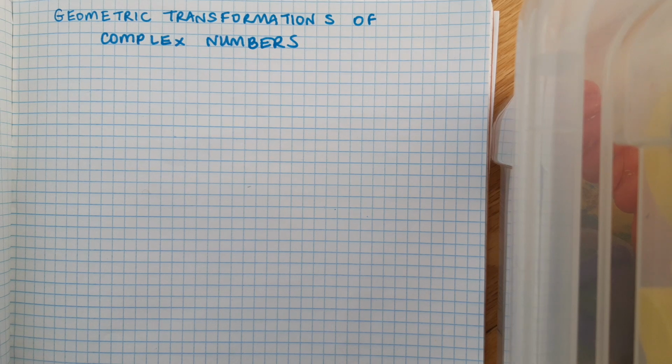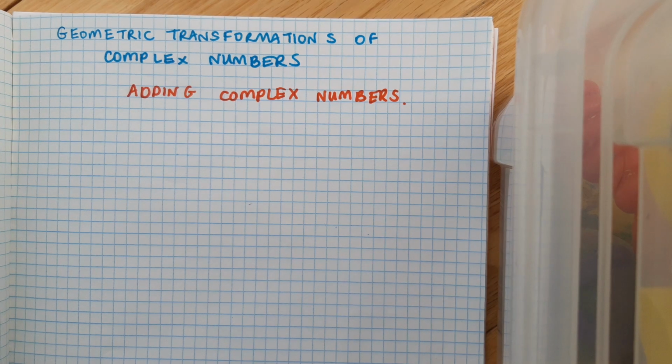This video will be on geometric transformations of complex numbers, and particularly with the case of adding complex numbers. Again, since we're thinking about the geometric transformations involved, we're going to draw an Argand diagram to represent the information that's taking place in these couple of examples and questions.